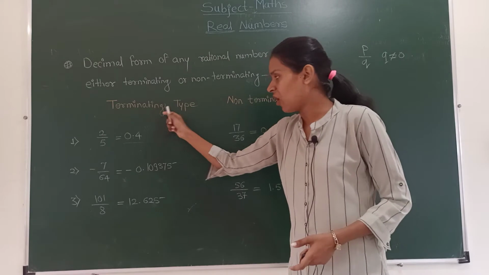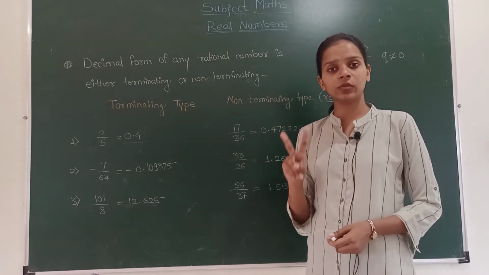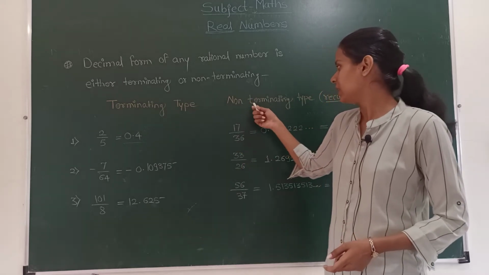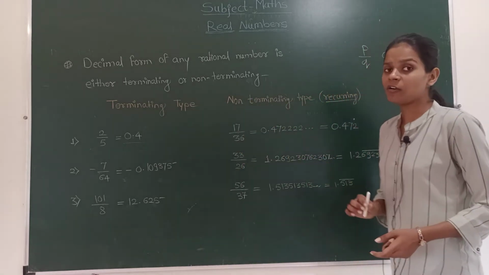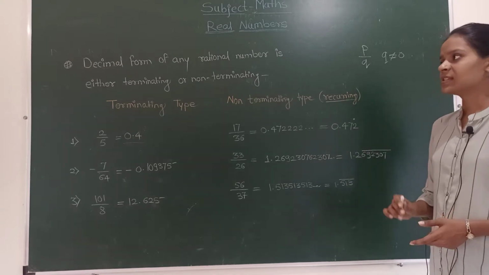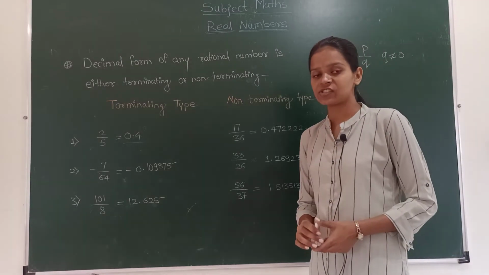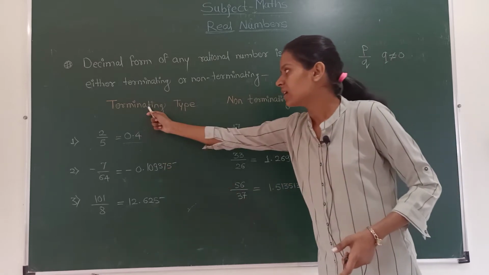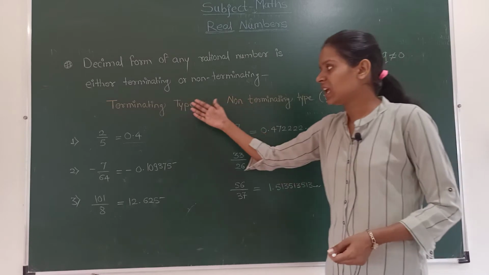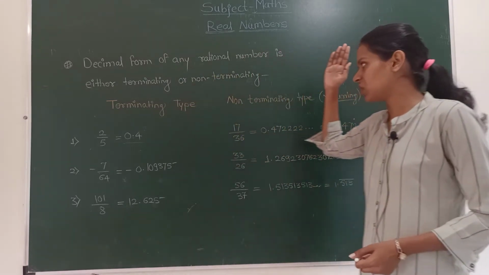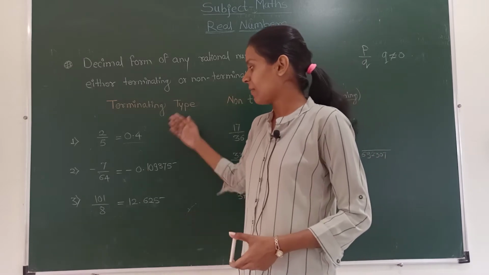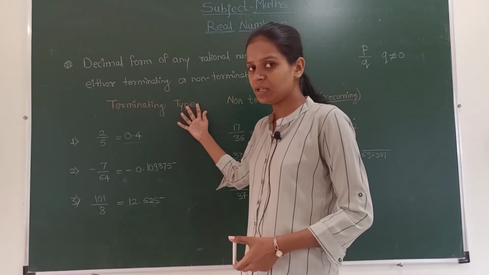See, the decimal form of a rational number is divided into 2 types, that is terminating type of decimal form and non-terminating type. Non-terminating type is also known as recurring type. The decimal form of a rational number is either terminating type or non-terminating type. Now I will tell you what is meant by terminating and what is meant by non-terminating. If the remainder will be 0, then it will be terminating.